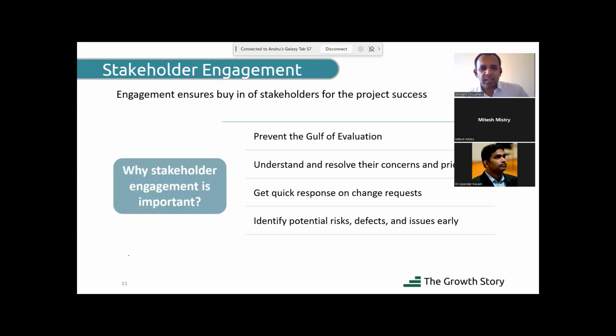Then we discussed why we need to engage with people, because it helps to reduce the gulf of evaluation. It reduces the misunderstanding between the two. What you understand and what I understand, that gap should be reduced. It helps to get a quick response. What is a quick response? Quick help.